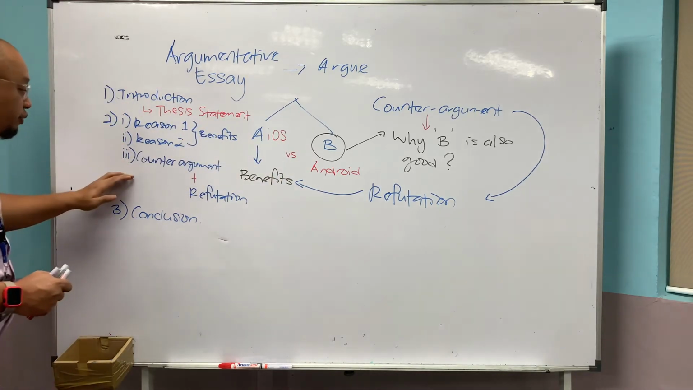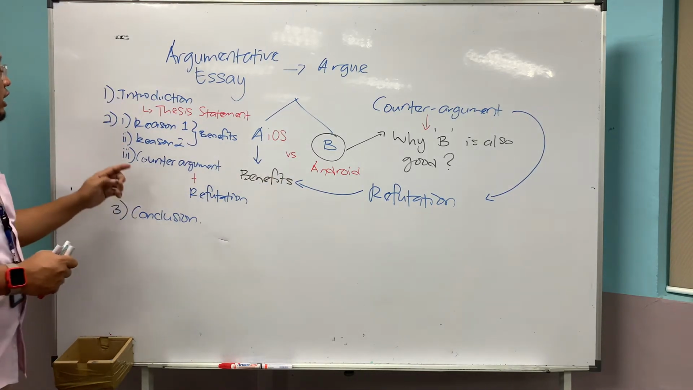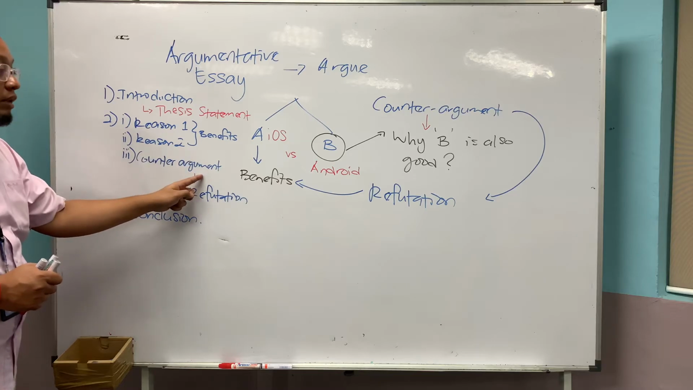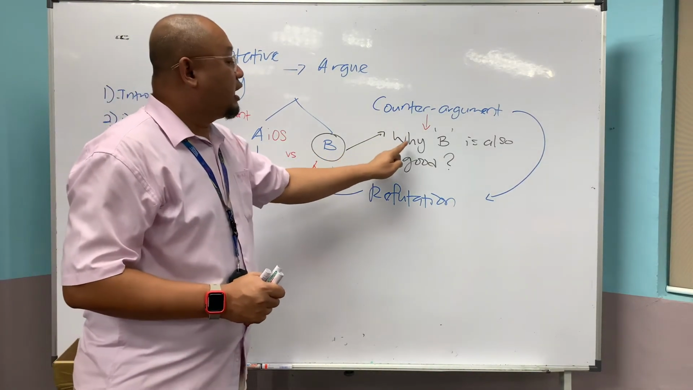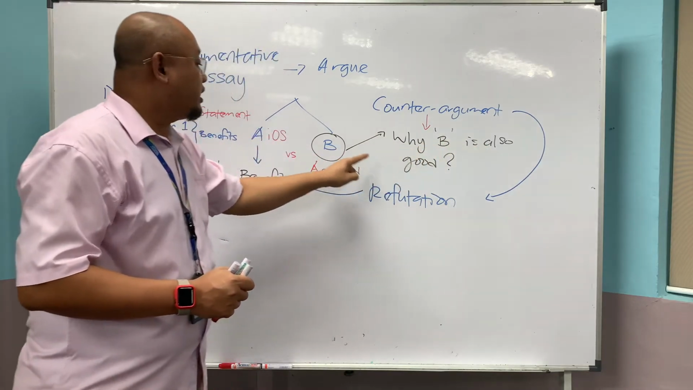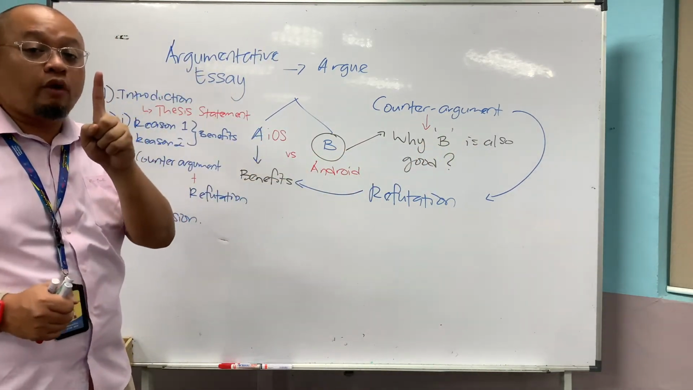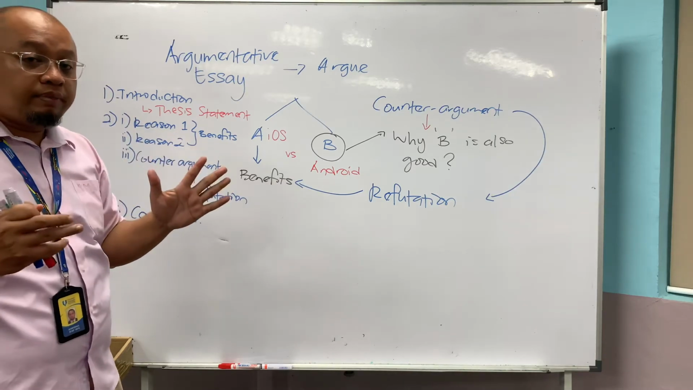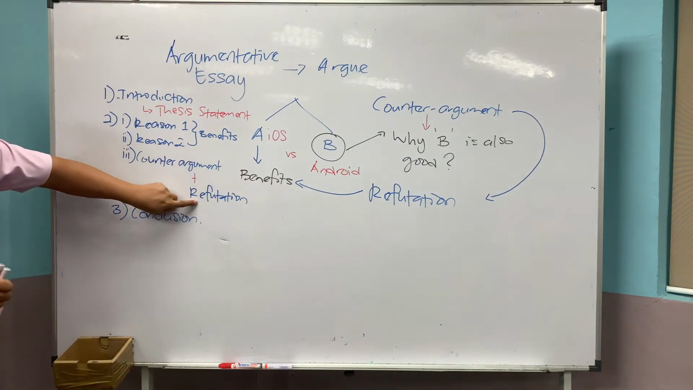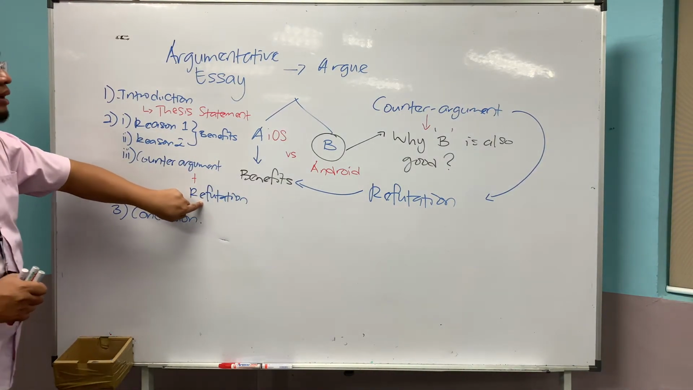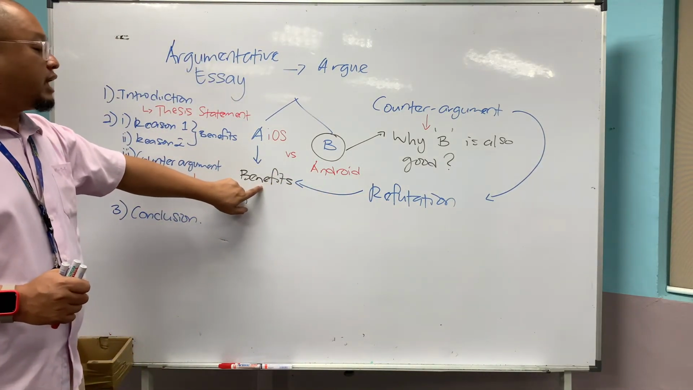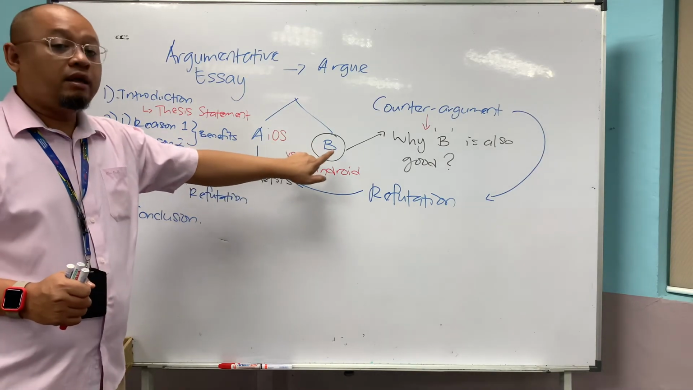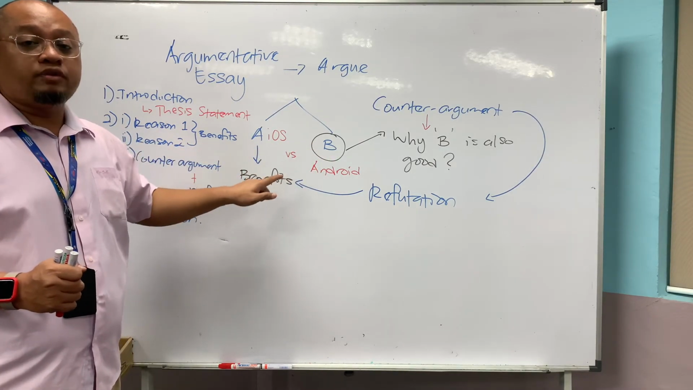Then in the fourth paragraph, paragraph number 4, you're going to have the counter argument, whereby in the counter argument, you're going to explain in what sense B is better than A. Only one point. Right? You elaborate a bit, and then you go to the refutation. Refutation here, meaning that you go back to your original stand by saying that A is better than B, or vice versa. It is up to you.